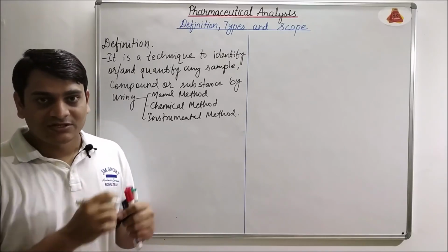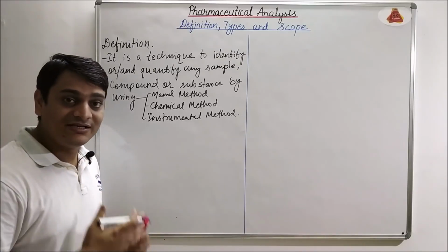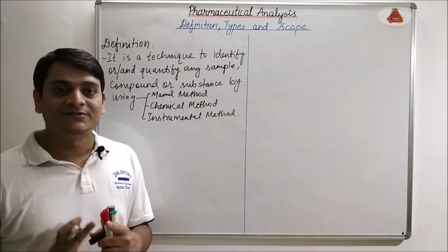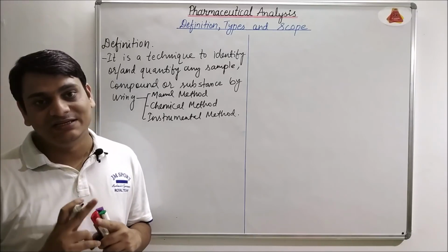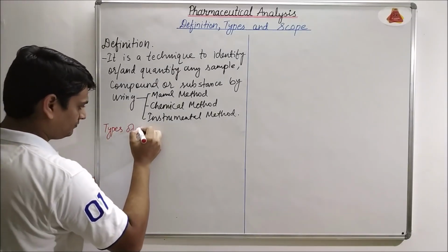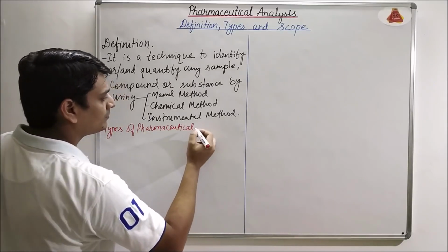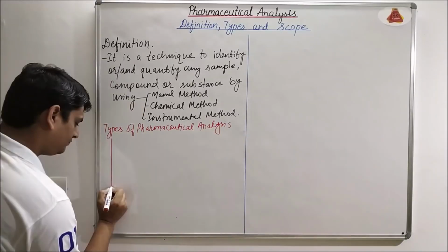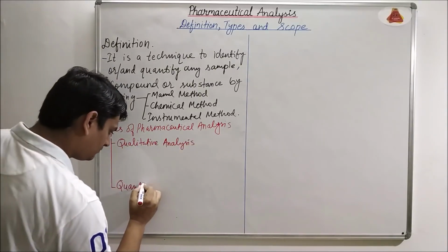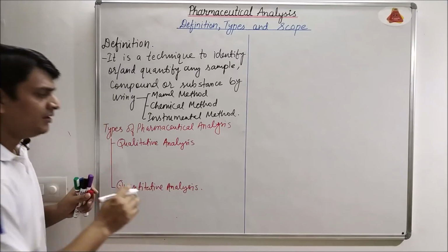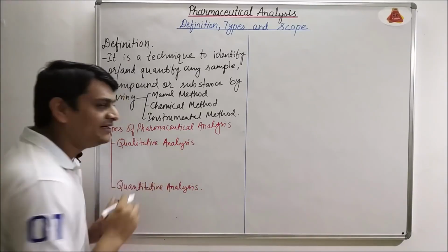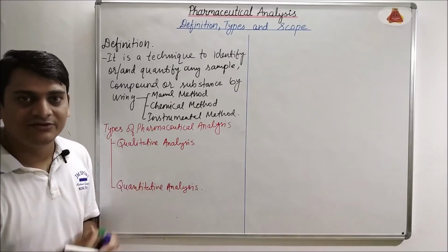Now coming to the types or classification of pharmaceutical analysis or analytical chemistry. It is mainly categorized into two parts. First one is qualitative analysis and the second one is quantitative analysis. So these are two types of pharmaceutical analysis. Coming to the first one, which is qualitative analysis. So what is qualitative analysis?